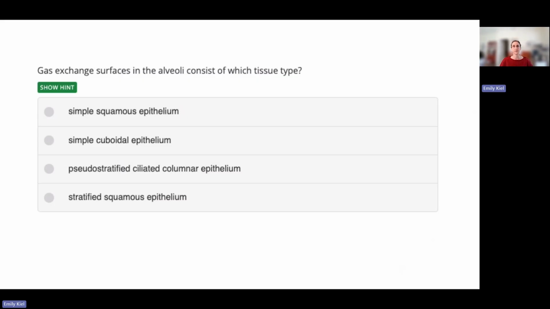So this is a pattern of things to be aware of in this chapter. You want to know the order of all the different parts of the respiratory system, where the air moves. You want to know what type of tissue is at each part, what the function of each part is. That's going to be really key as we look at anatomy here.